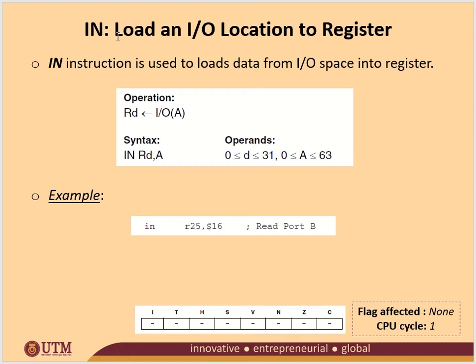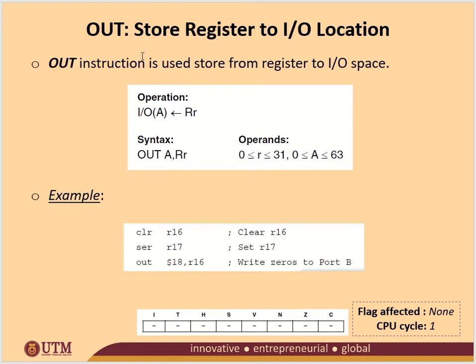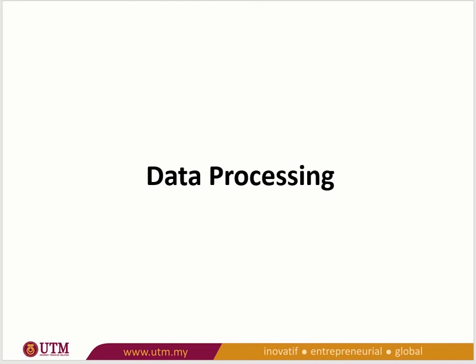We have the IN, which is a special instruction. If you want to move the data from your GPR to your IO register, we can use the IN and OUT instructions. IN means that you want to load an IO location to a register, while OUT means that you want to store data from a register to your IO space. Again, I already covered this in the previous class. If you see down here at the status register, none of the flags are affected because this is a data move. Now we continue with data processing instructions.